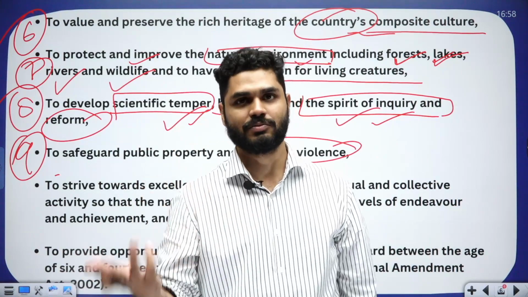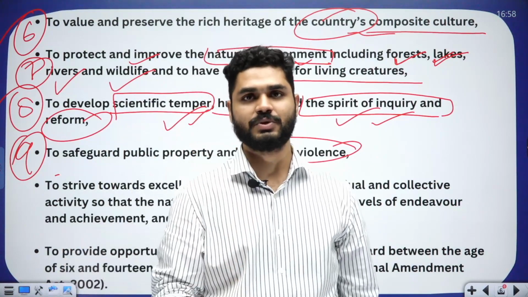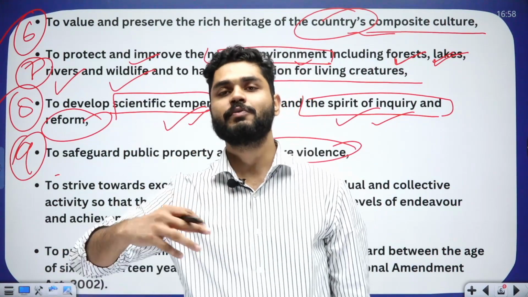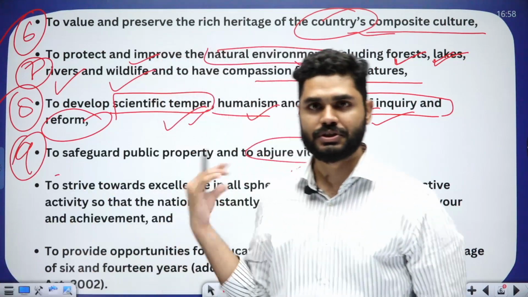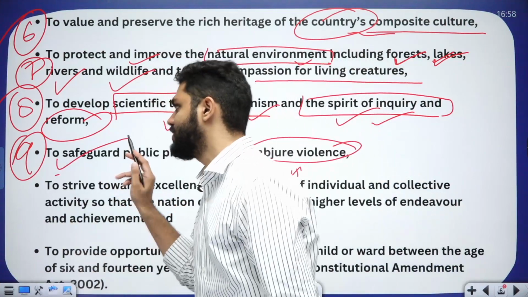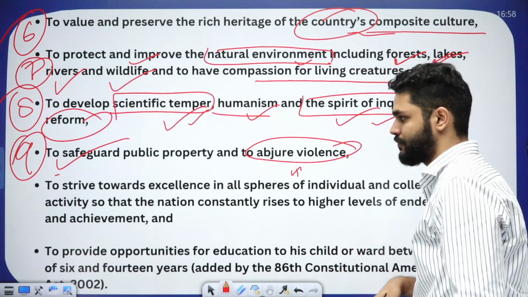When they have been asked by the government, the first thing which has been targeted is the public property which belongs to the people of India, which belongs to the citizens of India. So that needs to be safeguarded. It is one of the fundamental duties.